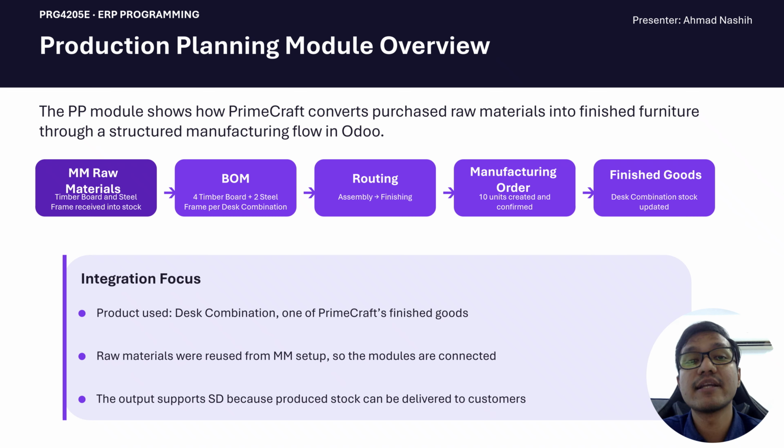The production flow starts from the BOM, then routing, then manufacturing order, and finally finished good inventory update. This shows the integration between MM, PP, and SD. MM provides the raw materials, PP uses them for production, and SD can later use the finished goods to fulfill customers' orders.